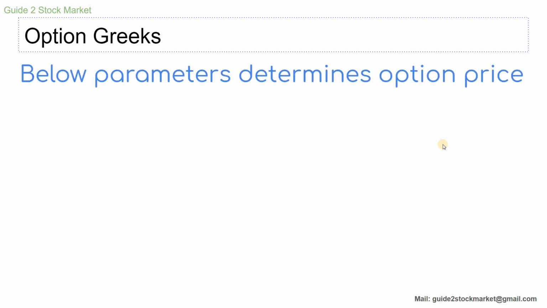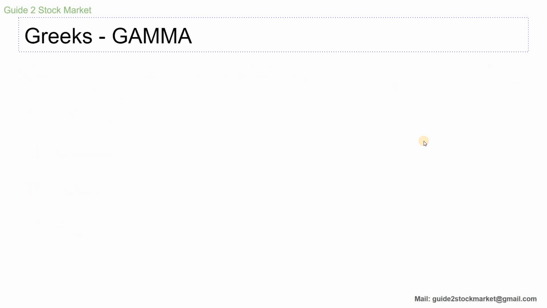As we have already seen, the below parameters determine the option price in option trading: delta, gamma, theta and vega. In that, we have already seen delta. Today we are going to see gamma. So what is gamma?